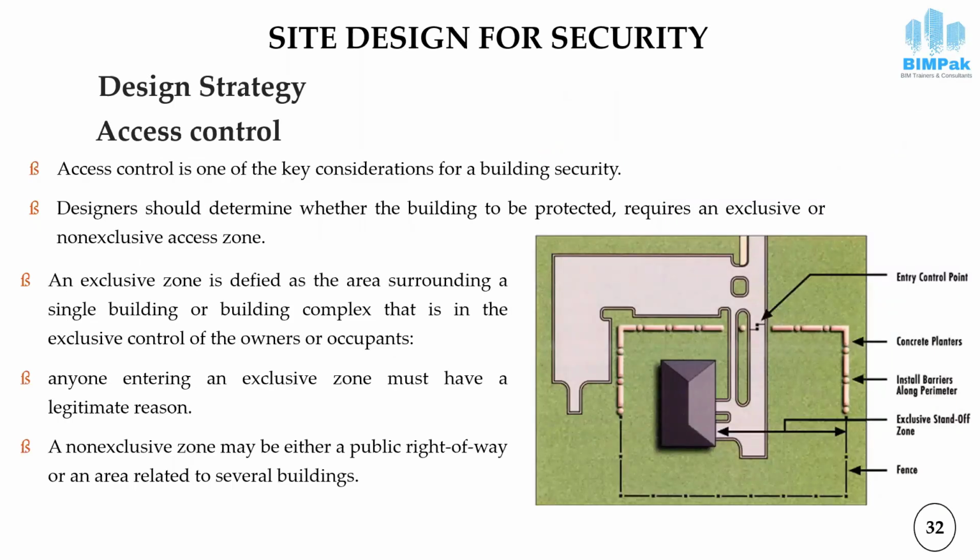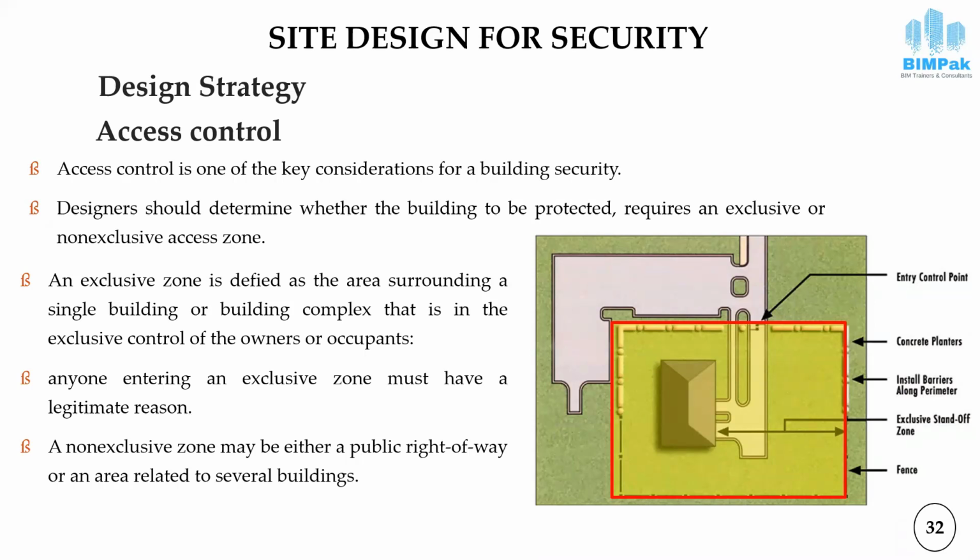So the other parameter is access control. Here you can see that this is the area under consideration. We have to secure this area. For this area, we have a control point at this position, and the rest of the boundary has been cordoned off through concrete planters or barriers or fencing. In case of access control, we can divide the area into two zones.